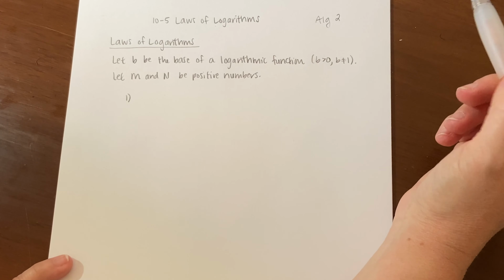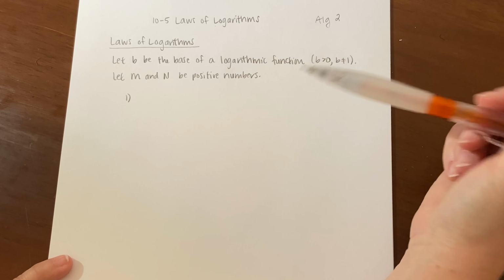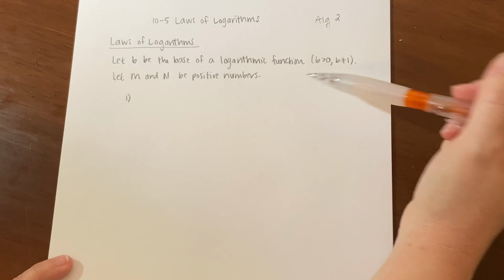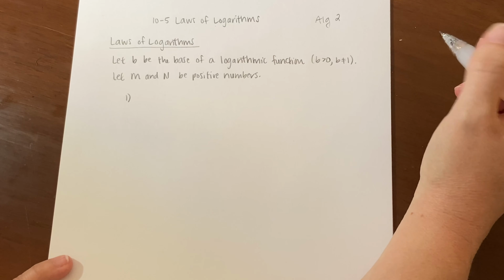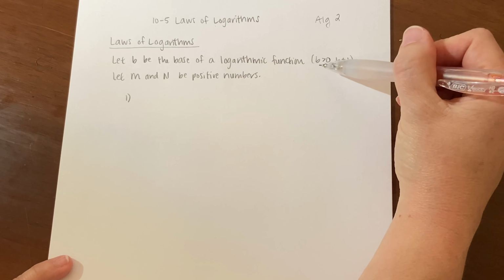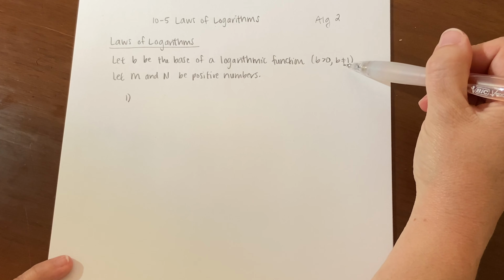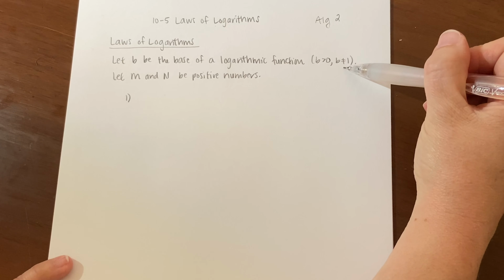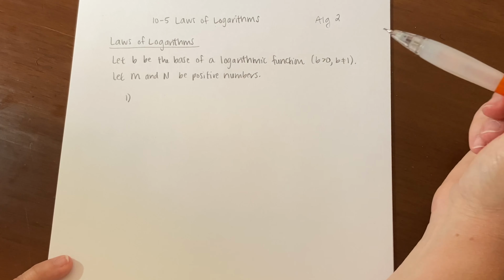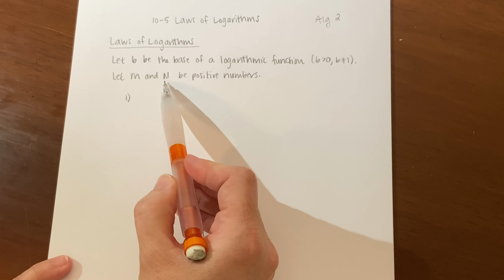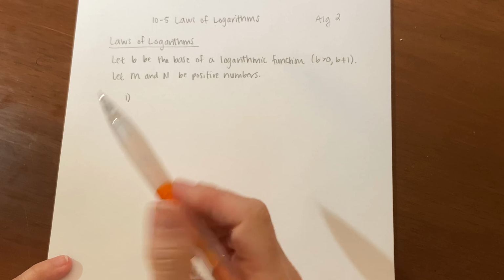So, the laws of logarithms are found in your book on page 473. If you want to refer back to them later, because I'm going to be writing them kind of quickly in this first part. Let b be the base of a logarithmic function, where b is greater than 0, those are the positive numbers, and b is not equal to 1, because remember that logarithms are exponents, and 1 to any power stays 1. Let capital M and capital N be positive numbers. So there are three laws that we're going to look at.